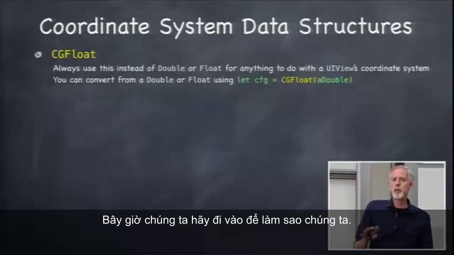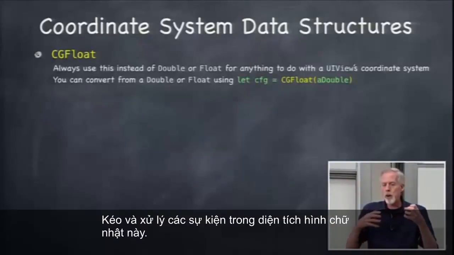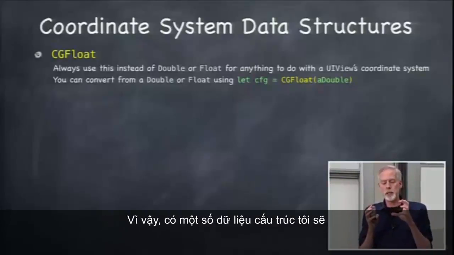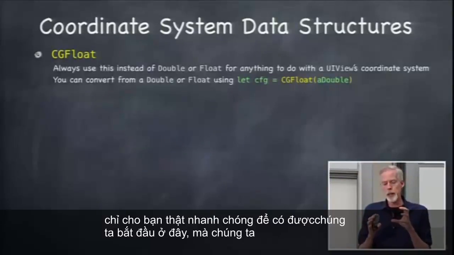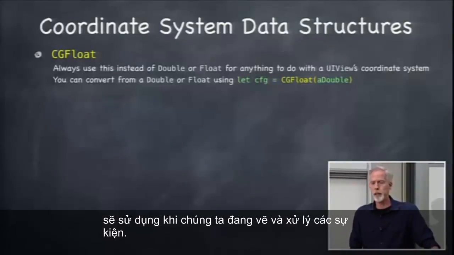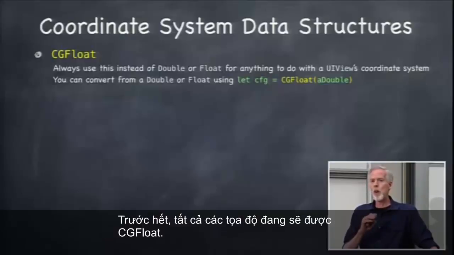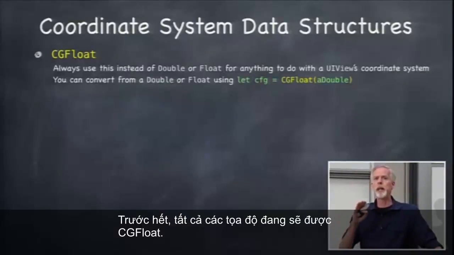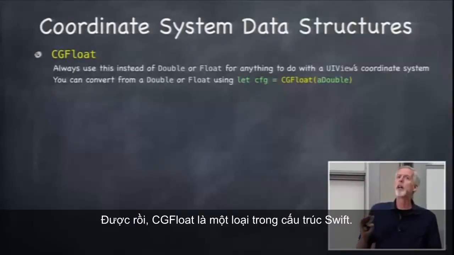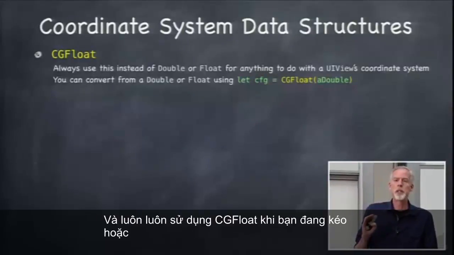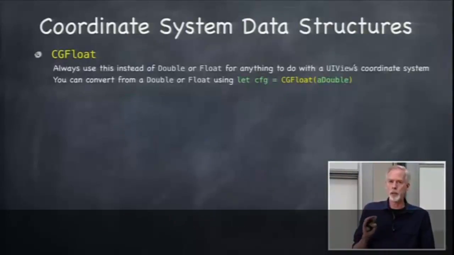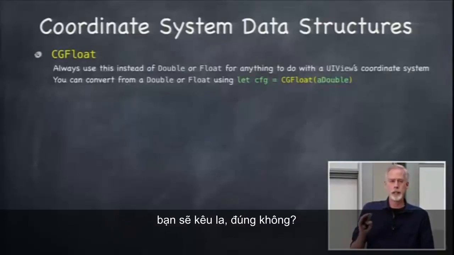All right, so let's go on to how we draw and handle events in this rectangular area. Well, we need a coordinate system to work in. So there are some data structures I'm going to show you real quick to get us started that we're going to use when we're drawing and handling events. First of all, coordinates are going to be CGFloats. Okay, CGFloat is a type, a Swift struct, and always use CGFloat when you're drawing or handling events in a view. Do not use Double, do not use Float. If you use those in your homework, you're going to get dinged, okay?